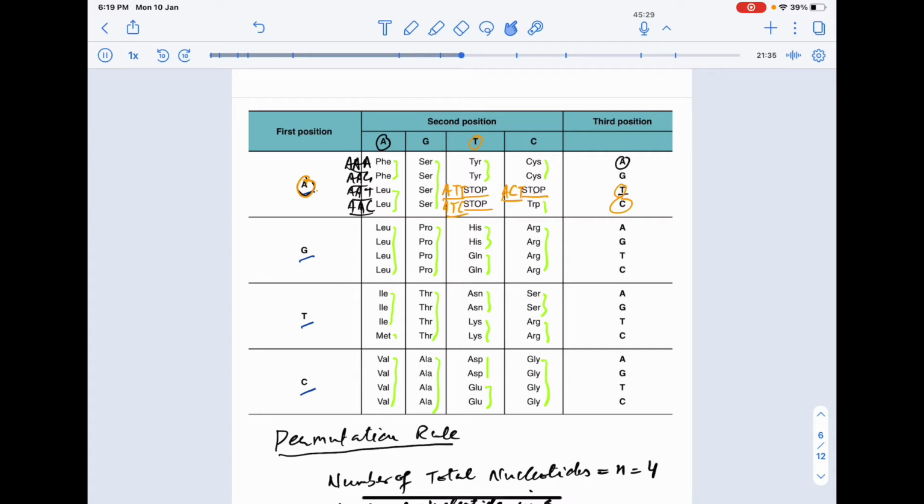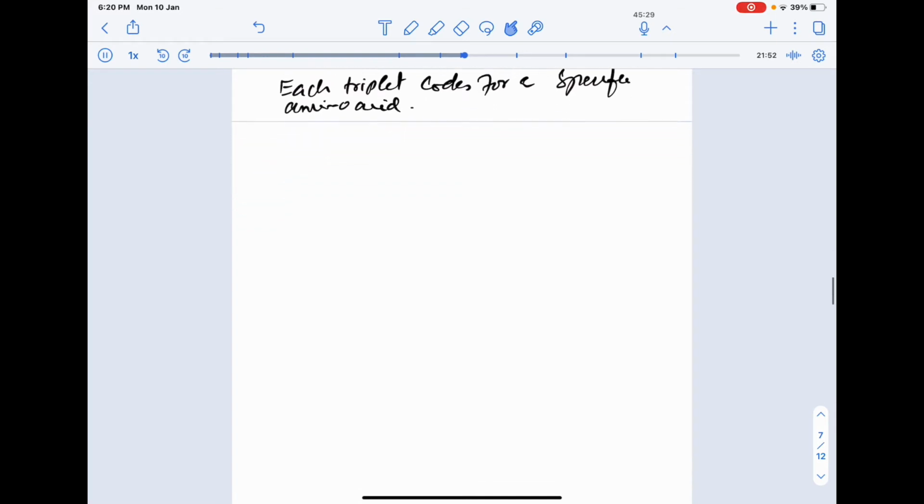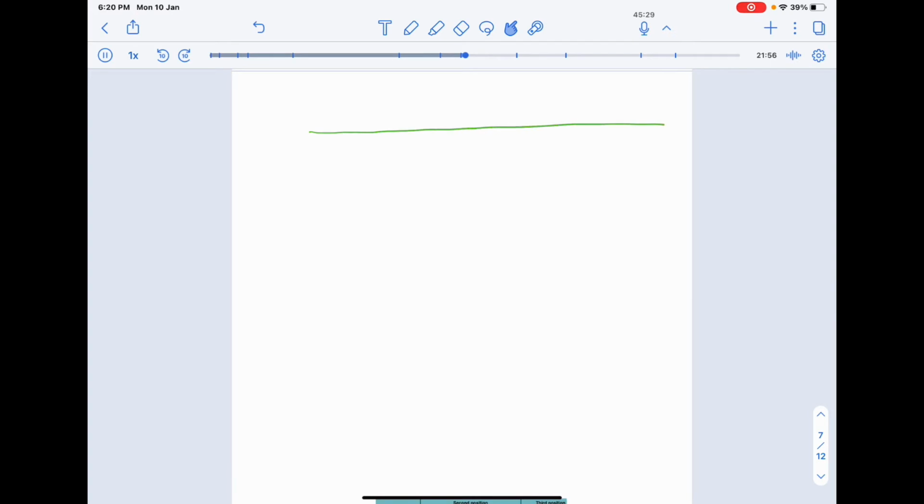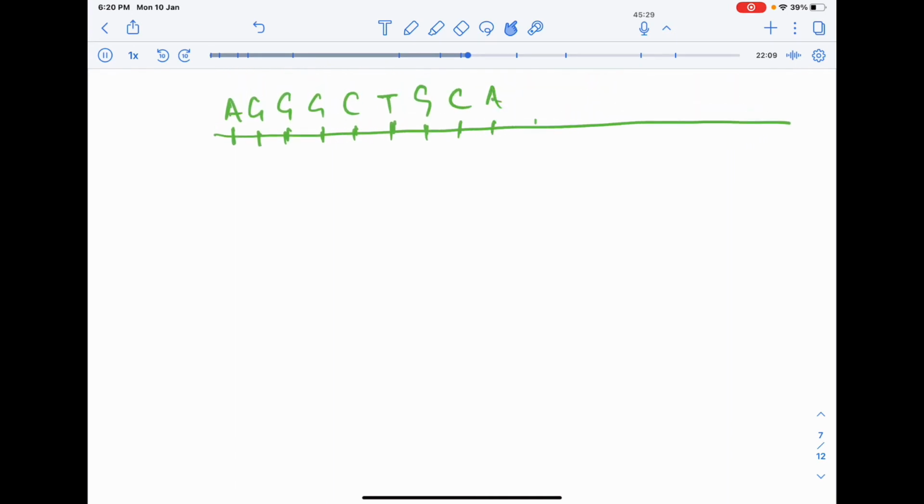Similarly, when these 64 genetic codes are copied onto an mRNA, then the 64 possible codons are produced on an mRNA molecule. For instance, if this is the DNA strand, which has adenine, guanine, guanine, guanine, cytosine, thymine, guanine, cytosine, adenine, thymine, cytosine, guanine, cytosine, cytosine, adenine, and adenine, this is a DNA template. So the triplet codes will be: the first triplet code may be AGG, the second is GCT, then you have GCA, you have TCG, and you have CCA, and so on.